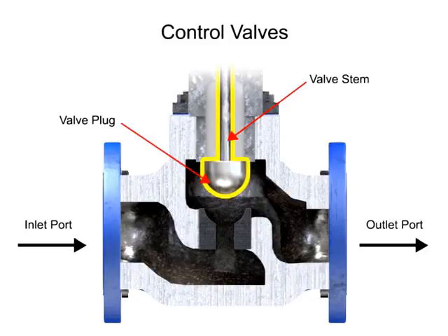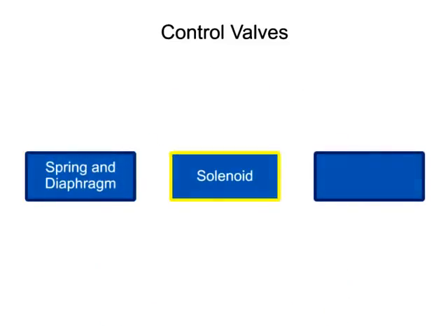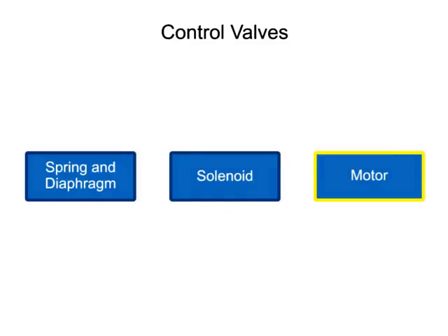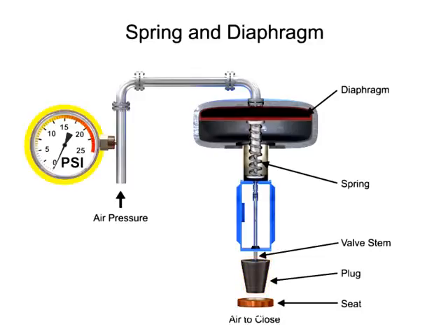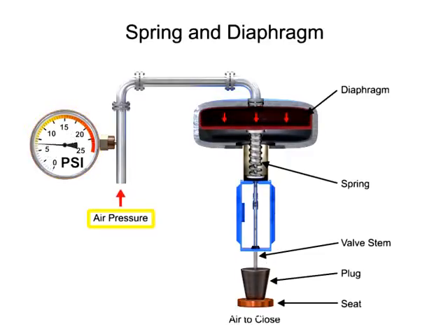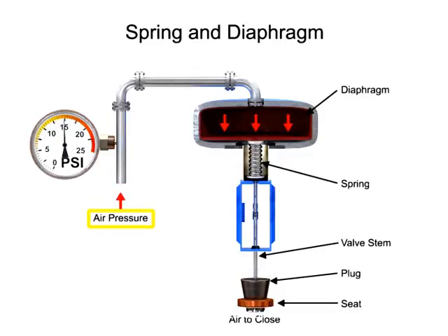Three actuator types are used in control valves, and they include spring and diaphragm, solenoid, and motor. As the name suggests, the spring and diaphragm actuator uses a spring and a diaphragm to move the valve stem and plug. A 15 psi pneumatic signal enters the housing at the top of the actuator. As pressure is exerted on the diaphragm, a downward force is applied against the spring, which moves the restrictor. The diaphragm moves until it creates an equal but opposing force against the spring, at which time the motion stops as the plug meets the valve seat.